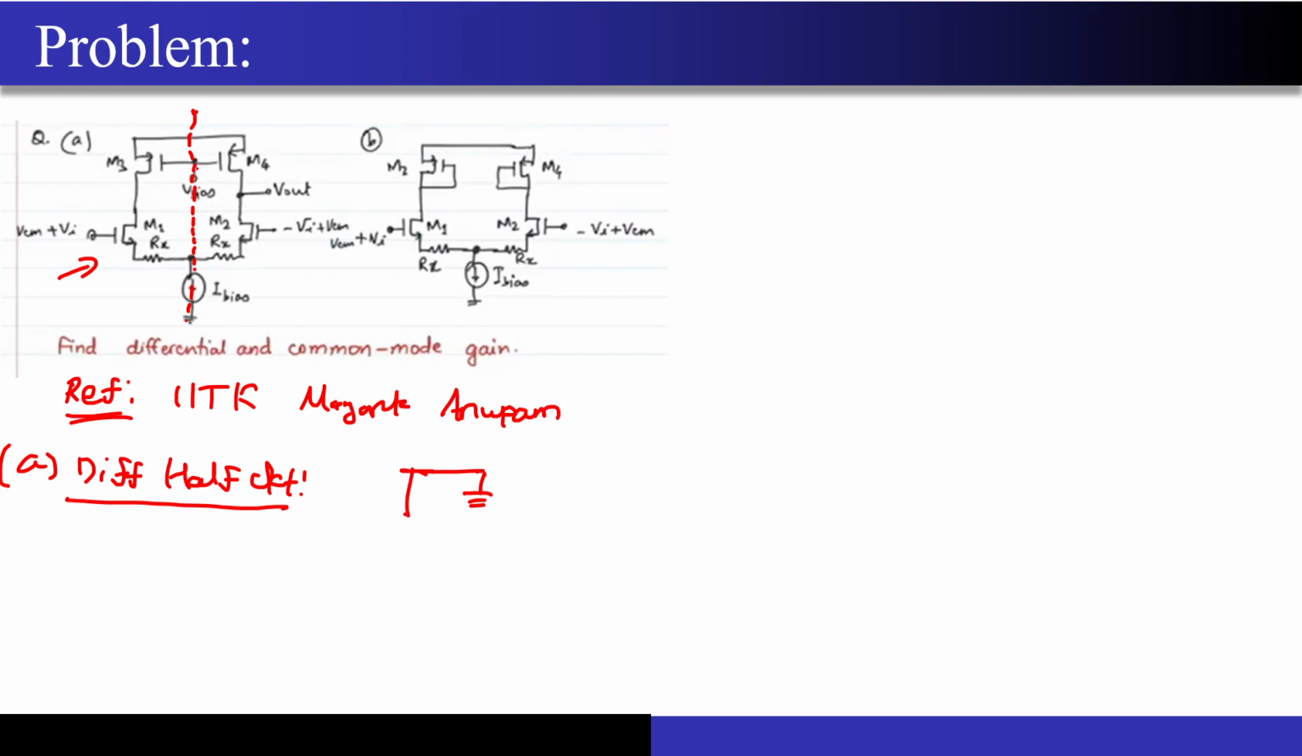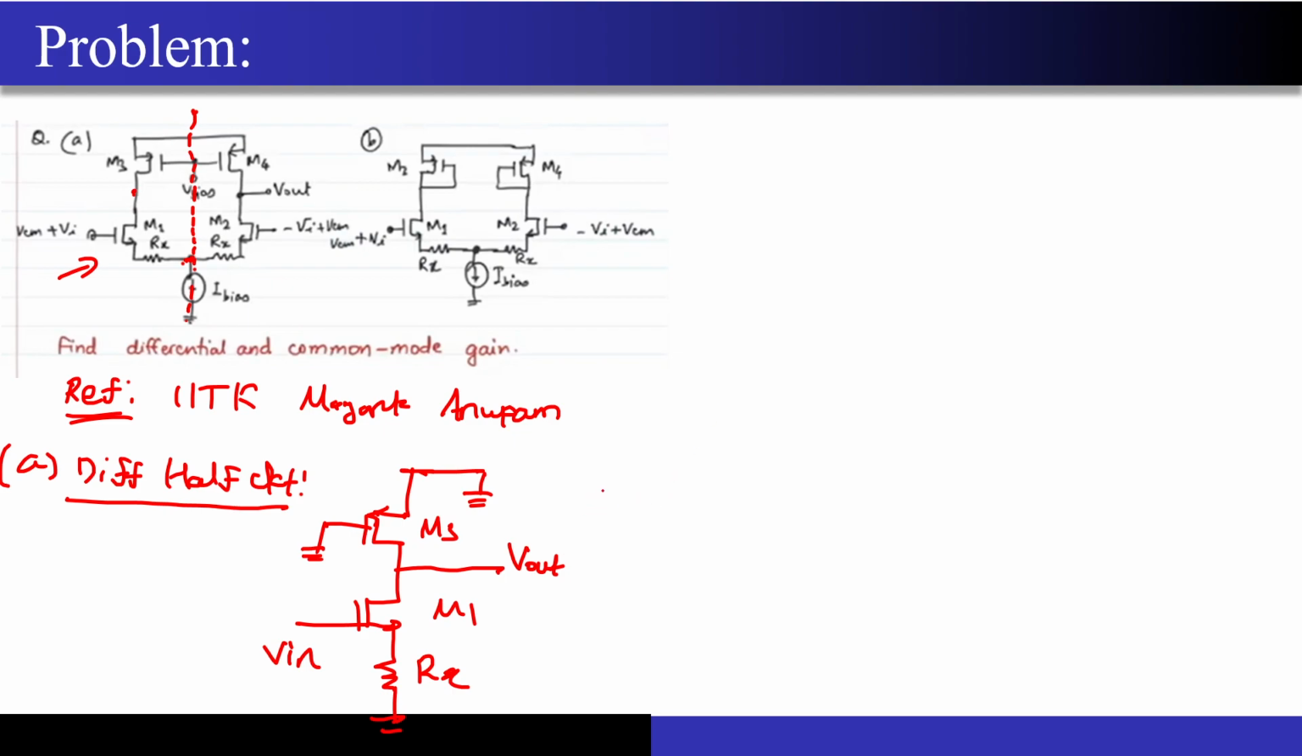This is V bias, so this would already have been short circuited to the ground for doing the small signal AC analysis. Then I have this transistor M3 over here, correct? Even its gate is grounded over here. Then I have M1, correct? Then I have RX, and since this is also shorted along the line of symmetry, this will be connected to the ground. This is where I am applying the input, correct? And I am taking the output here, correct? Because this circuit is exactly symmetrical, this is where I will be taking the output.